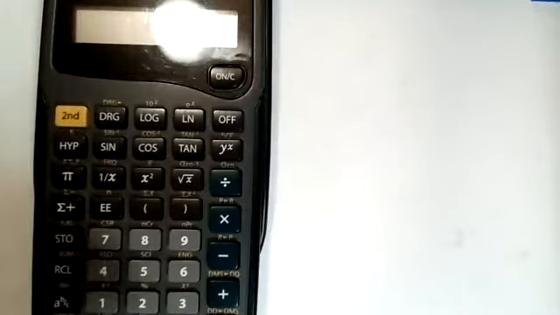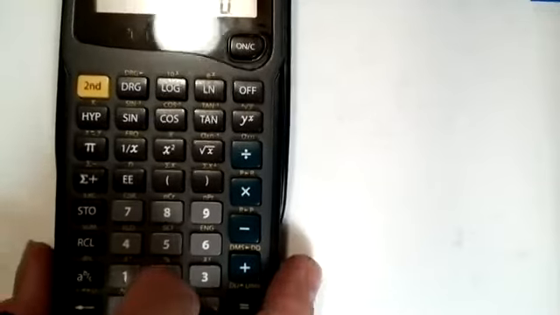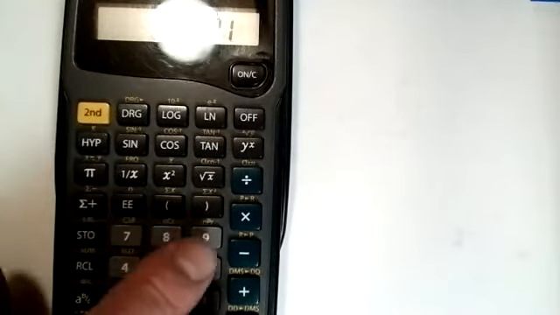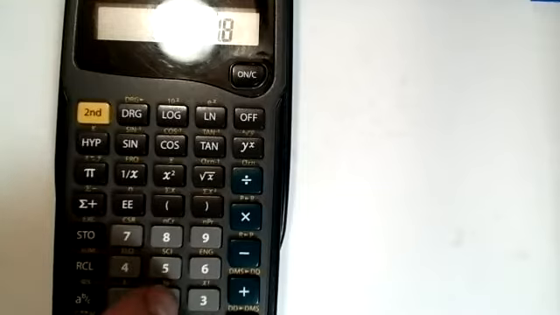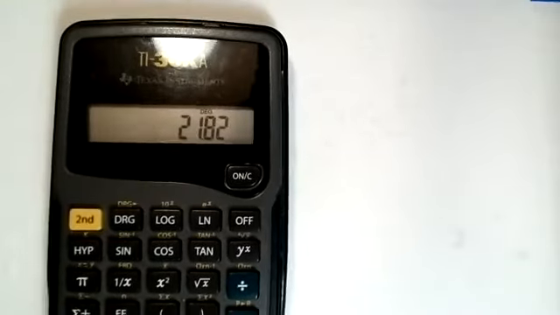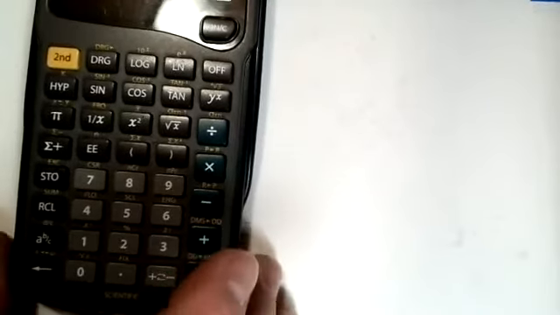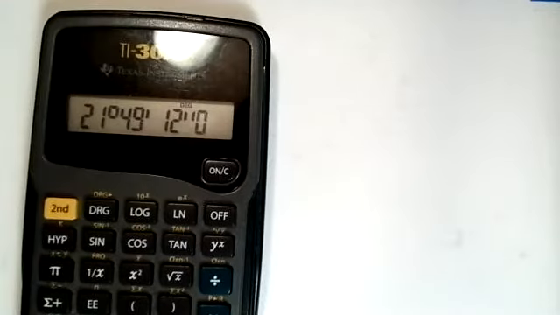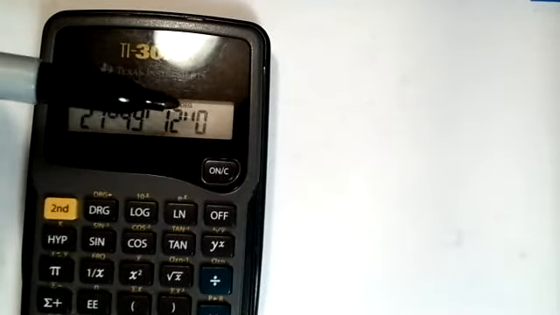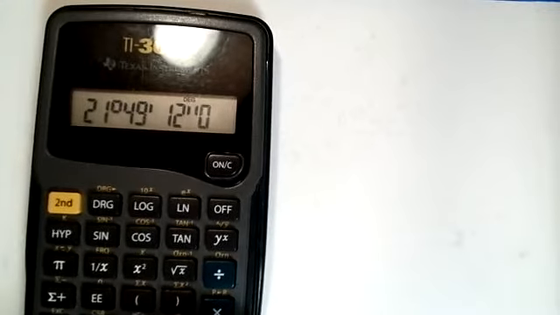If I were to do something else, like say I've got a decimal degree of 21.82 degrees, and I wanted to find that in degrees, minutes, seconds. What's the other button? Second, DMS. And here's the one and only place on this calculator where it displays degrees, minutes, seconds. Different calculators will be better or worse at doing that, so you have to be cognizant of where you're at.